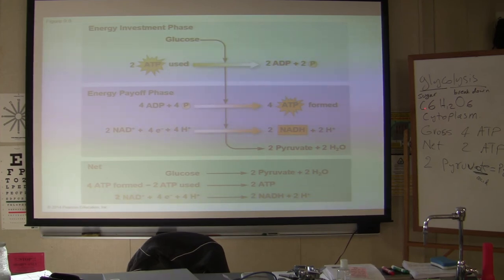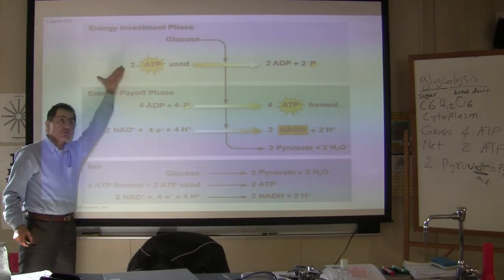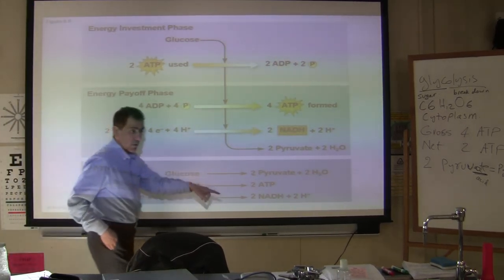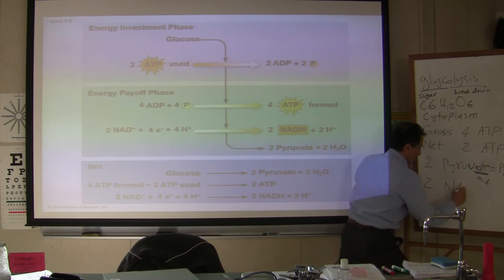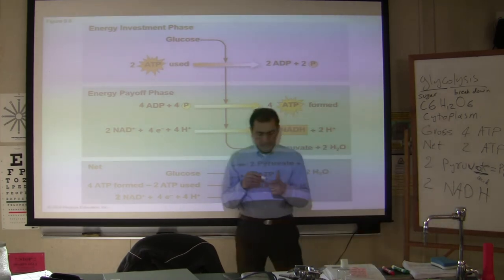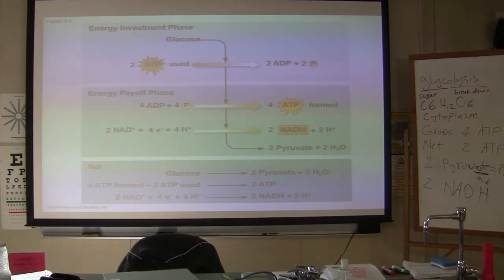Okay, so in glycolysis you're breaking down the glucose, it happens in the cytoplasm, you're getting gross 4 and net 2 ATP, and of course you end up with 2 pyruvate. That's pretty much in this chart right here. One more, the most important one: 2 NADH is also synthesized. That's all you have to know for glycolysis, guys. 2 NADH is being made. Gross 4 ATP, net 2 ATP, 2 pyruvate, cytoplasm, and you're breaking down glucose molecules to 2 pyruvate.